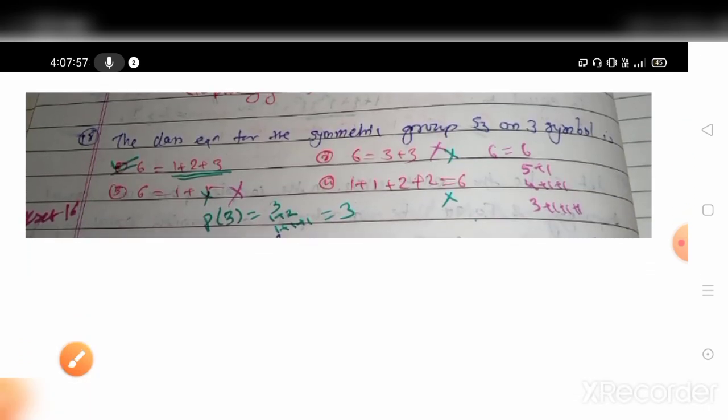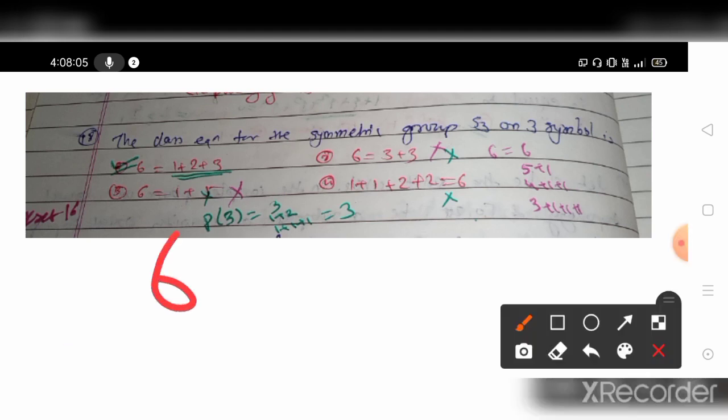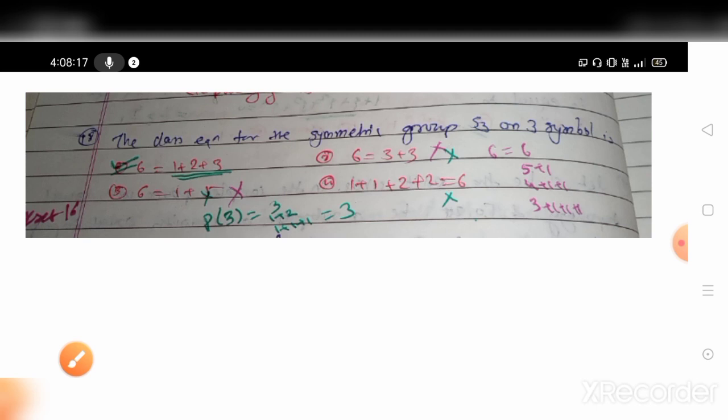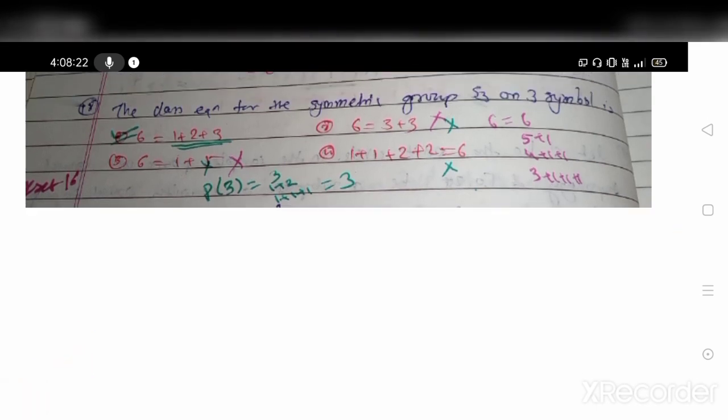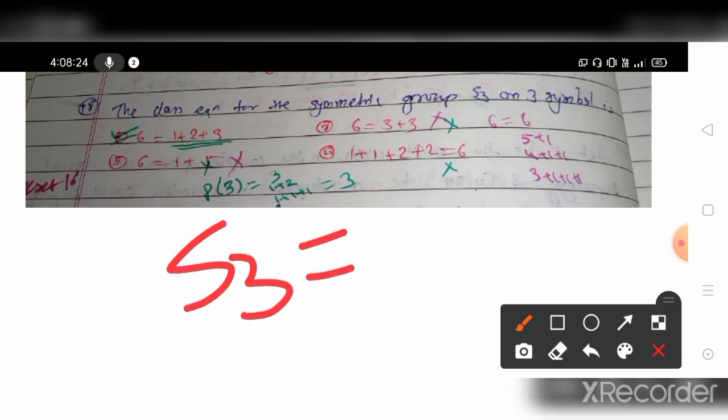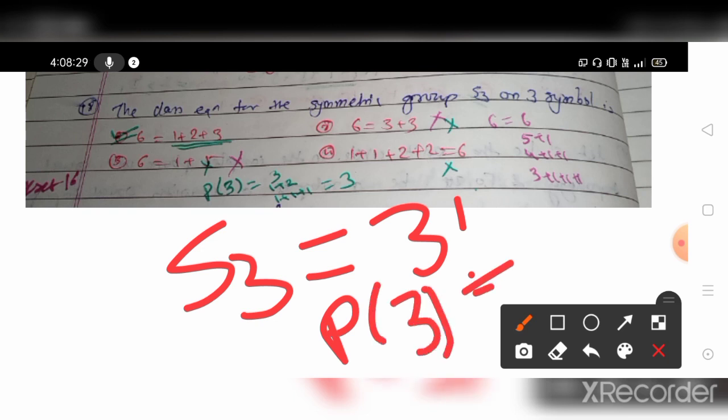Next question: the class equation for the symmetric group S3 on 3 symbols. Here the order is 6, and the order of a subgroup divides the order of G. In option A, 1, 2, 3: 3 divides 6, 2 divides 6, and 1 divides 6. Option A is correct. Here the partition of 3 for S3, that is 3 factorial, so option A is correct.